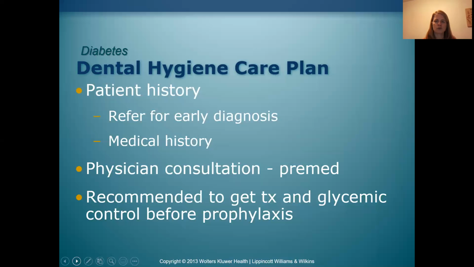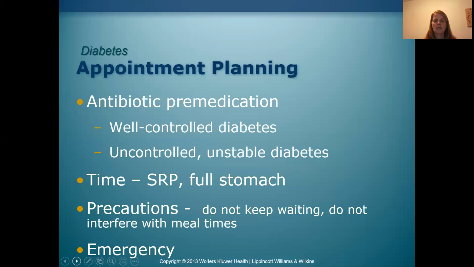But we definitely need to refer them for a physician consultation if we suspect that something else is going on, if there's an exaggerated response to the plaque. Recommend that they get treatment and have their glycemic index under control before we continue with the cleaning. Sometimes antibiotic premedication is needed. For some of those higher numbers, we want the A1C to be under 7 to show that there's a good level of control.